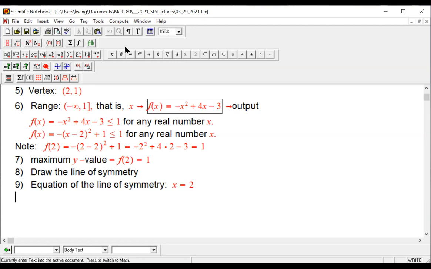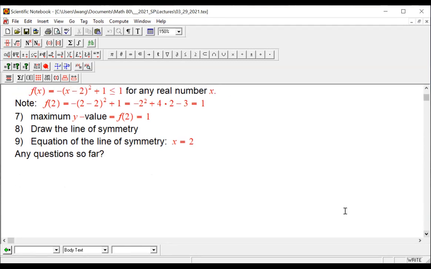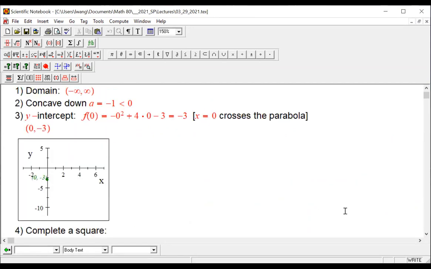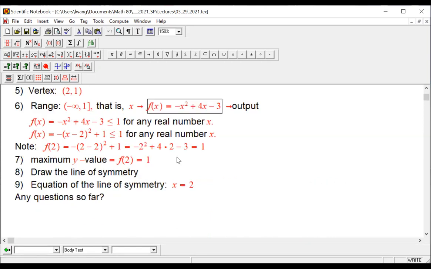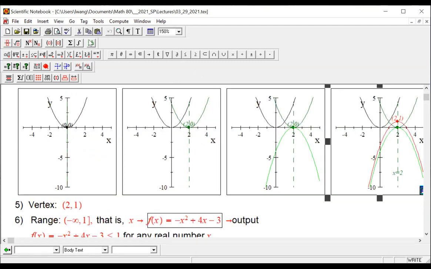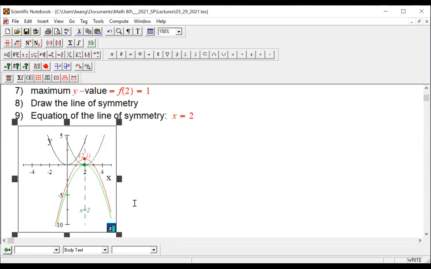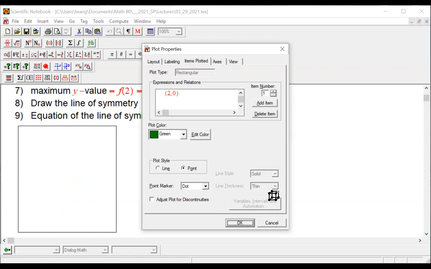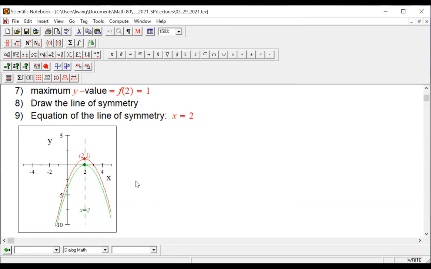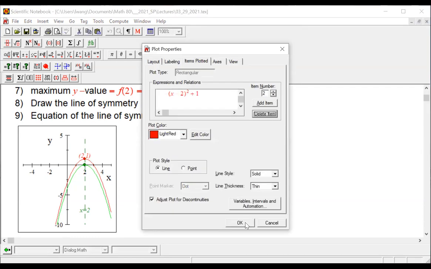Now, we have done the first nine questions. Any questions so far? No? All right. So now we can probably bring our pictures together. We can remove some of those curves, because we're going to focus on this curve. So just wait for me to delete all of those. I'm going to delete that green one.